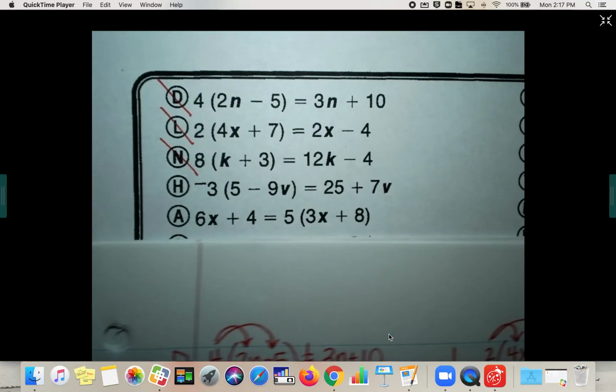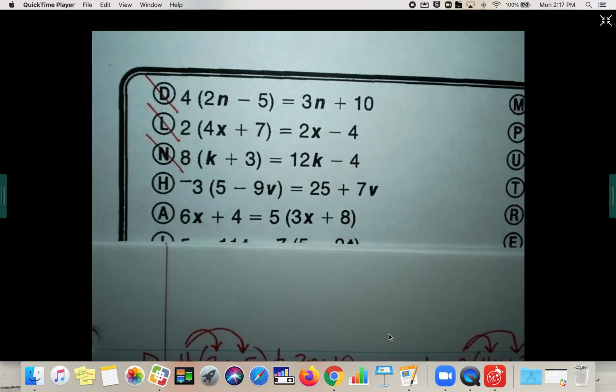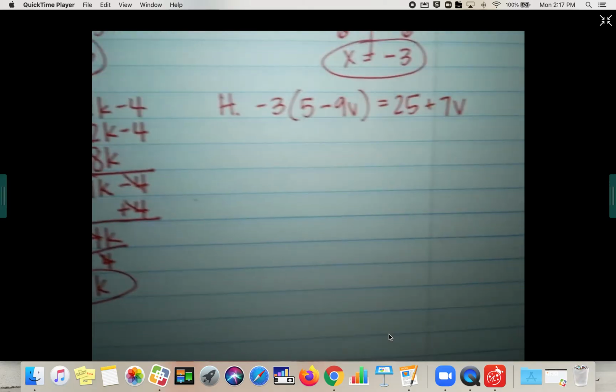All right, the next one is H. H is negative 3 times the quantity 5 minus 9v equals 25 plus 7v. Sorry, I know you can't see me writing that down.